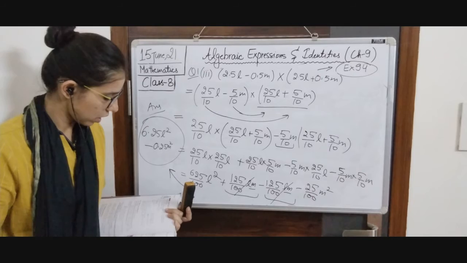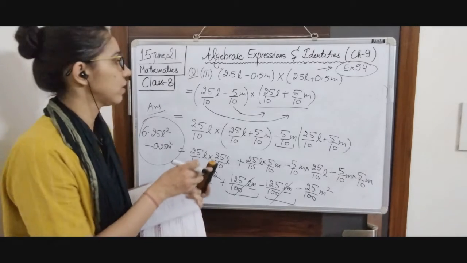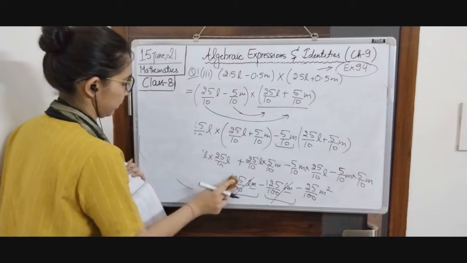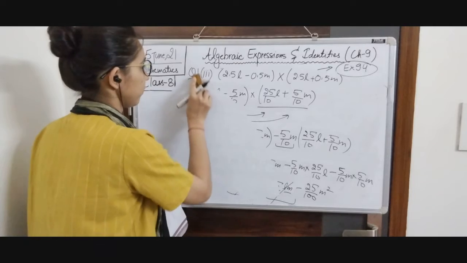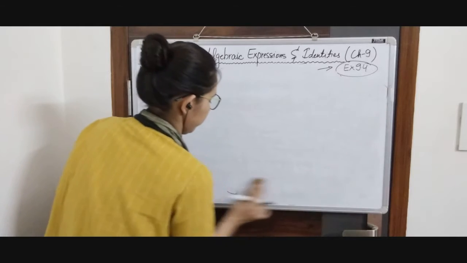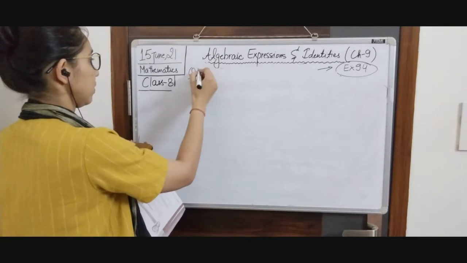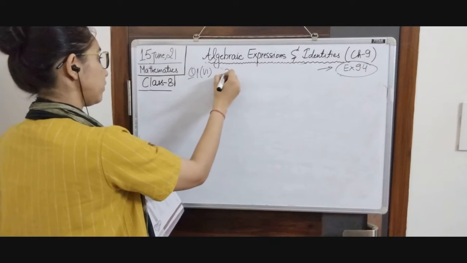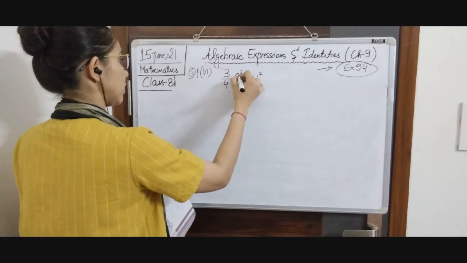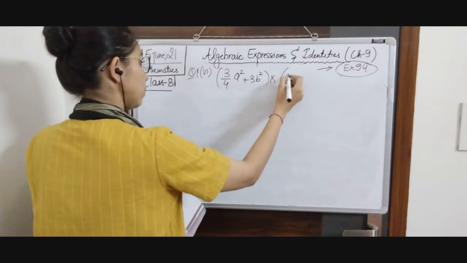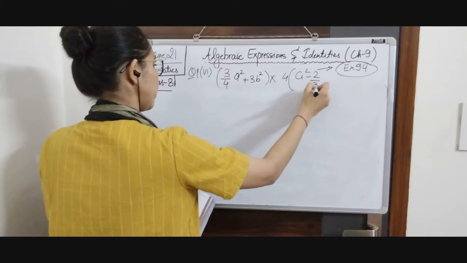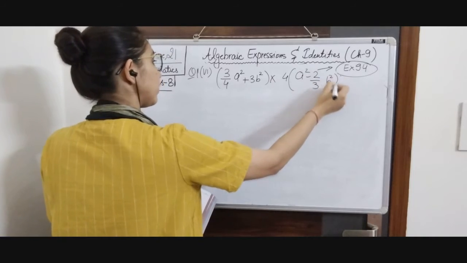Next we are going to do sixth part of question number 1. In this we have 3 by 4 a square plus 3b square, this into 4a square minus 2 by 3 b square.